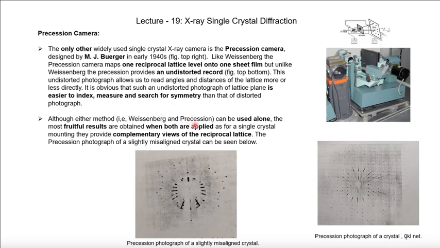You can see this is a perfectly aligned crystal, a precision photograph of the 0HKL net. However, misaligned crystals show like this. So you can see a clear distinction between a crystal which is aligned properly and a crystal which is misaligned.